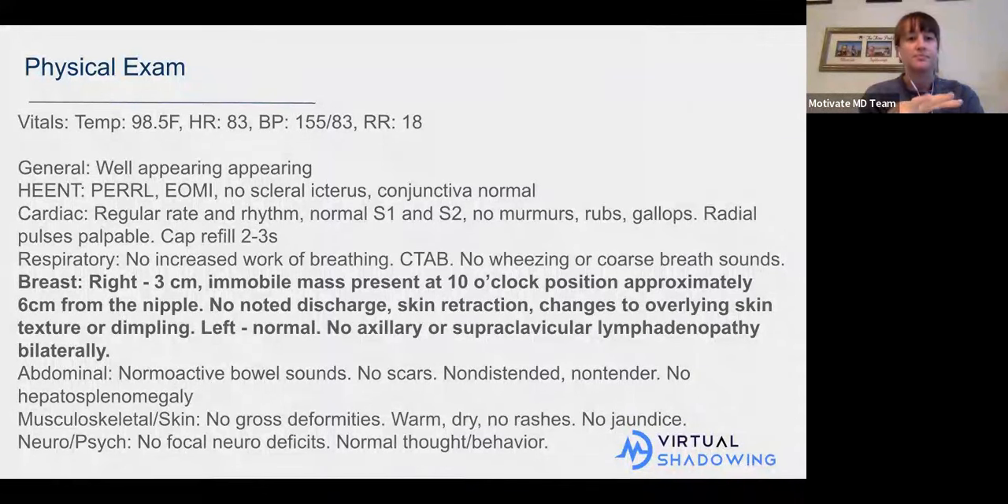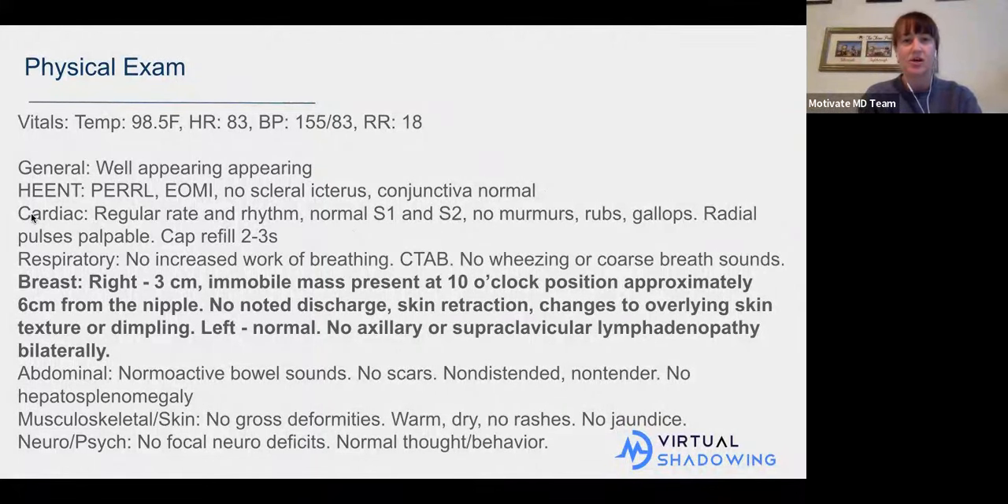So overall, she's very well appearing. Her head, eyes, ear, nose, and throat look good. Her pupils are equal and reactive to light. Her extraocular movements are intact. She doesn't have any scleral icterus, so her eyes aren't yellow. And her conjunctiva are normal, so not injected or anything.